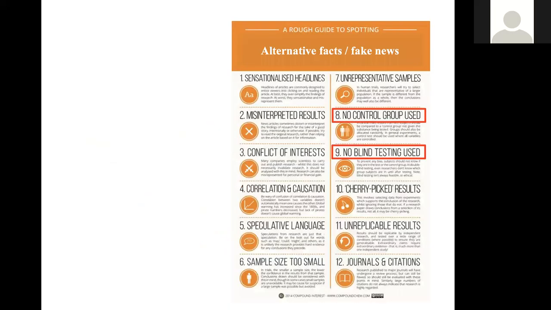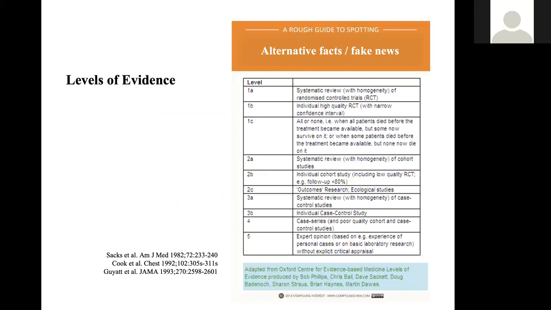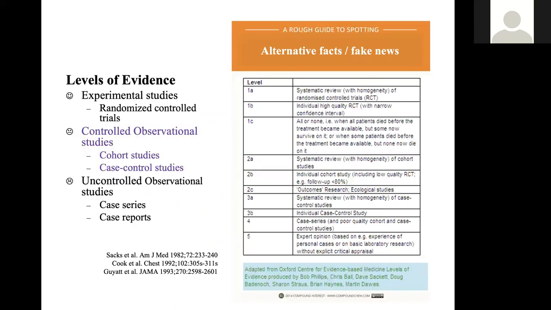So the key thing that we see in this figure are the various lists of flaws that can exist in published literature. And lack of blinding or lack of control group, for example, is highlighted here. And lack of control group is captured here, where we highlight that case series without control group are at the bottom of the hierarchy of evidence. And randomization is at the top of the hierarchy of evidence. And in between are non-randomized studies where control groups exist.